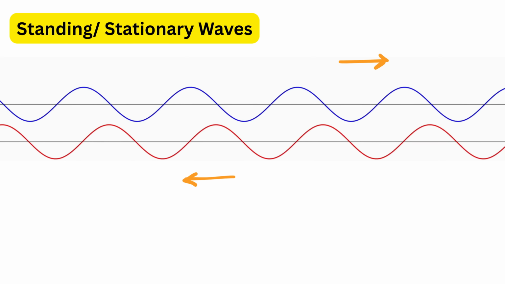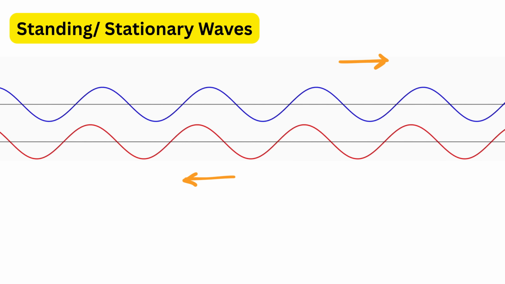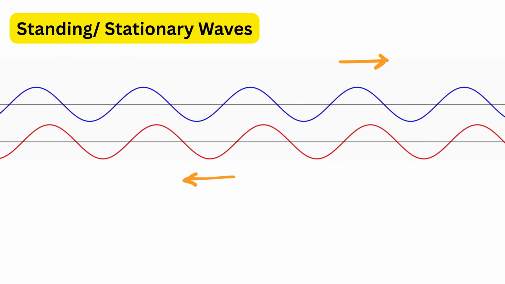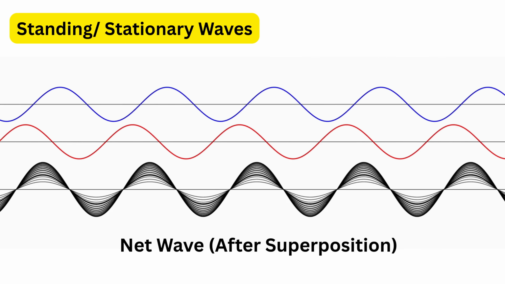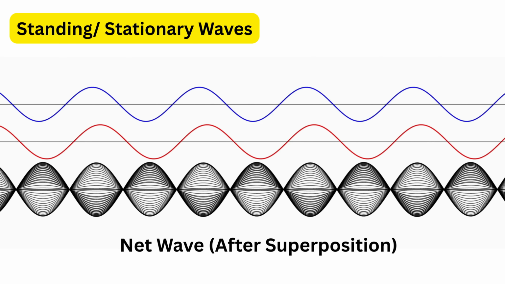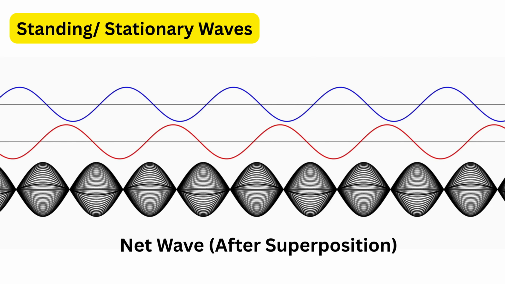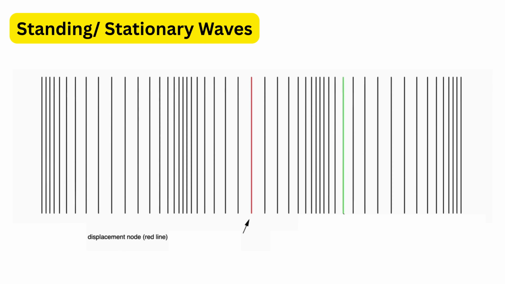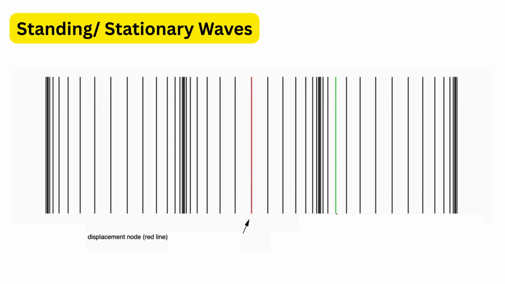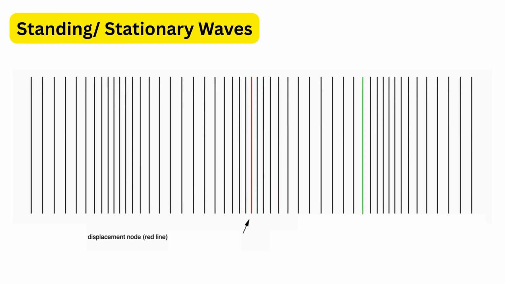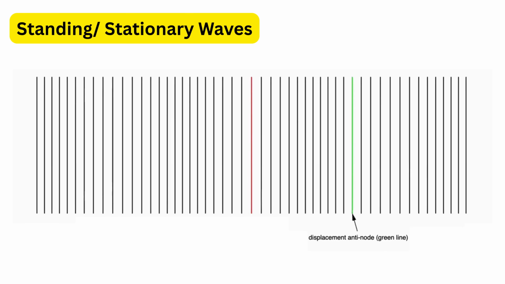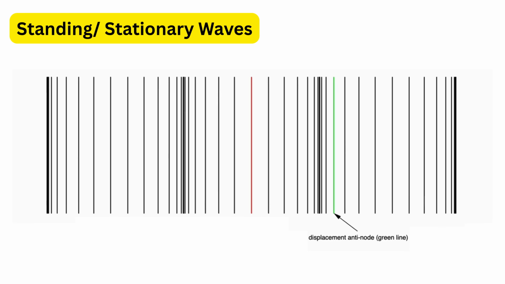Standing waves or stationary waves. Standing waves, also called stationary waves, form when two identical waves move in opposite directions and overlap. Like when a wave on a string reflects back from a fixed end and meets the next incoming wave. Instead of traveling forward, the wave seems to stand still, creating fixed points that never move, which are called nodes, and points that vibrate with maximum energy, like these ones, are called antinodes.